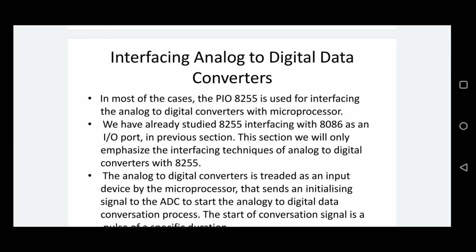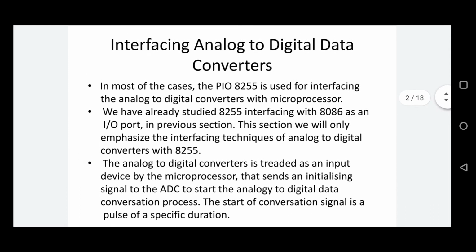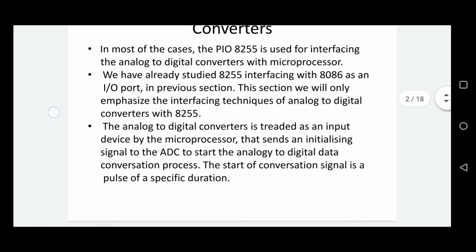Now in this class we are going to discuss how the ADC is interfaced with the 8086 microprocessor with the help of the 8255 parallel port. In the previous class we already discussed the 8255. The 8255 is nothing but a parallel port IC. So in this section we discuss how the analog to digital converter is interfaced with the microprocessor by using the 8255 parallel port. It's a very simple process, guys.